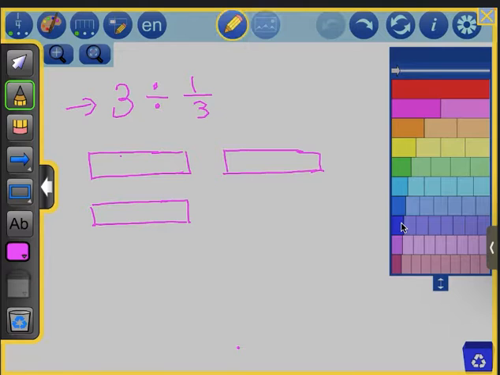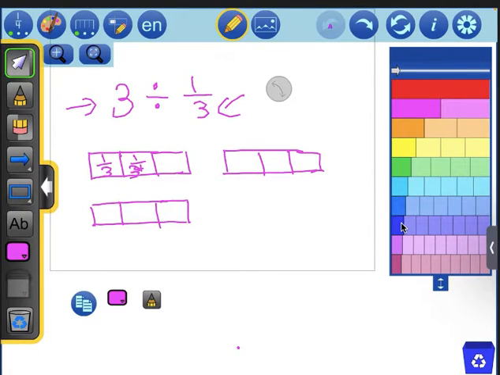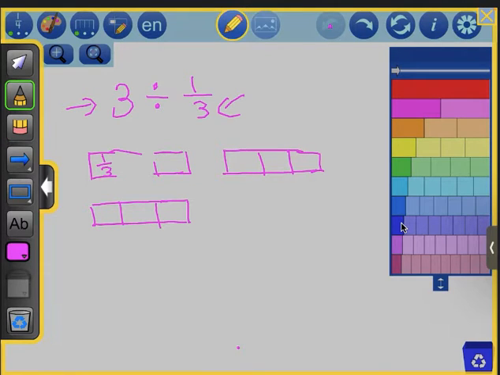So I want to break them into 3s. Now I know I have 3 wholes, and I know I want to break them into 3s because this denominator is a 3, right? These are thirds. Or I want to break them into 3 pieces. And each piece is going to be 1/3. Okay. 1/3.